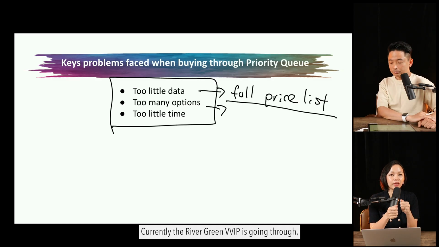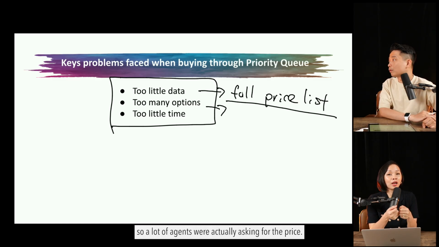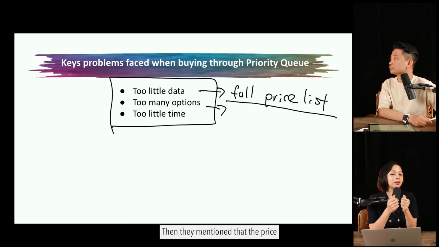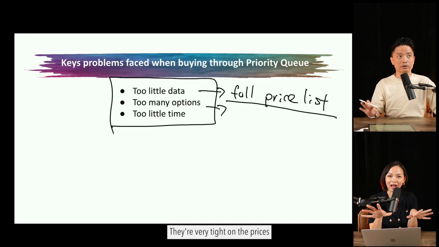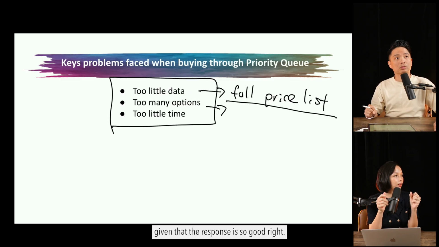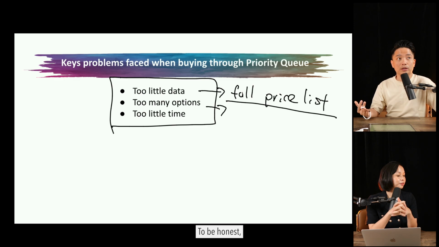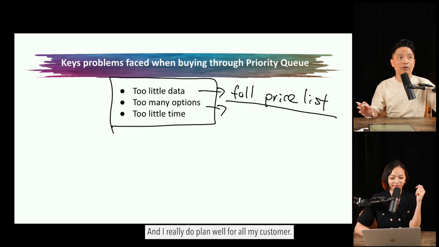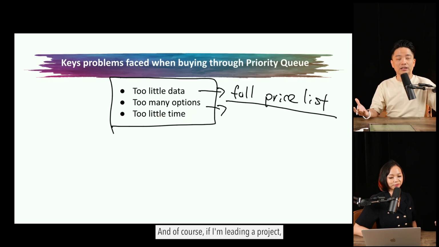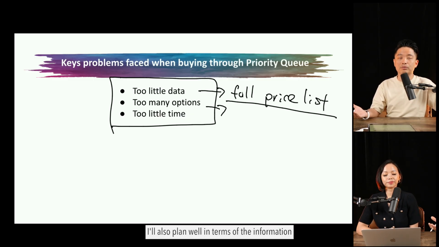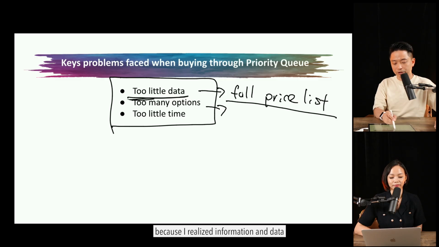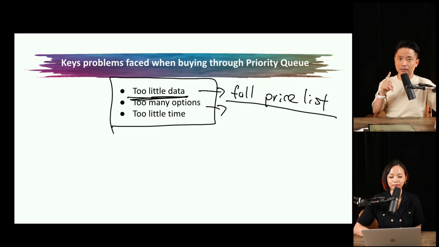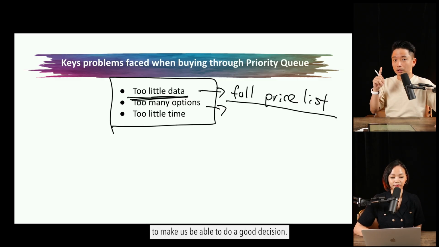Currently, the River Green VVIP is going through, so a lot of agents were asking for the price. Then they mentioned that the price will only be given to the next 5 in the queue. So they are very tight on the prices, information-wise, given that the response is so good. To be honest, you need to really plan well for all these things. I really do plan well for all my customers. And of course, if I'm leading a project, I also plan well in terms of the information, because I realize information and data is the number 1 thing to make a good decision.